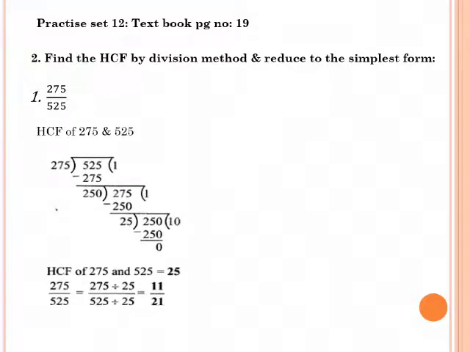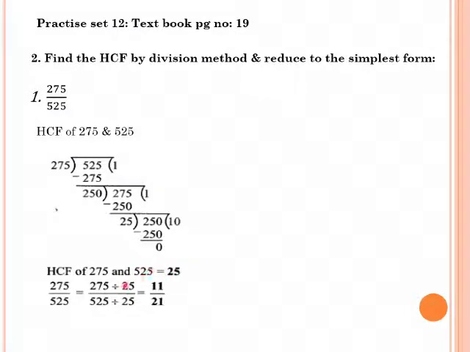From your textbook, second part, that is find the HCF by division method and reduce to the simplest form. Now you have the fraction 275 upon 525. So first we will find the HCF of 275 and 525. Now this is the division method. I have shown you the division method. First, second, third. There are three parts of division. So every time the remainder of the first one will be the divisor of the second one. So doing that, you get the HCF of 275 and 525 as 25.